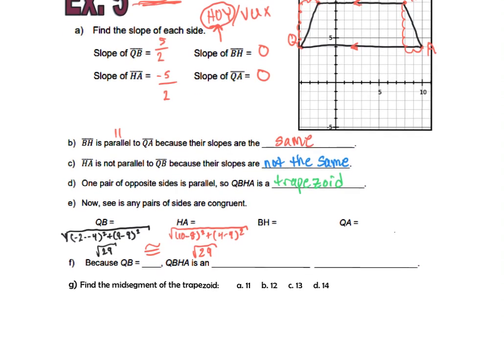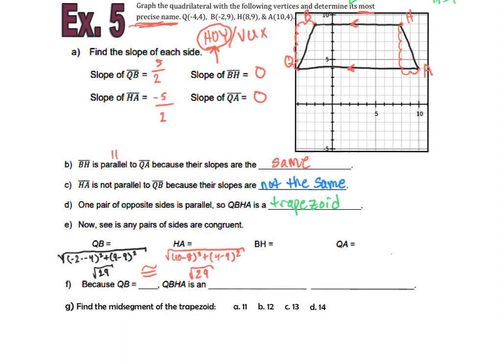You'll see I already have QB written in. When you do the distance formula for Q to B, you get the square root of 29. And when you do the distance formula from H to A, you get the square root of 29. They are congruent. So I can add hash marks here and here, and I know this is going to be isosceles.